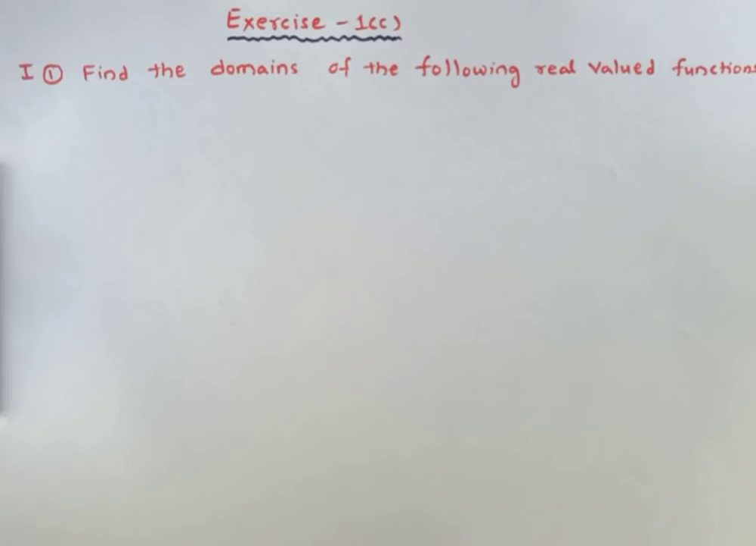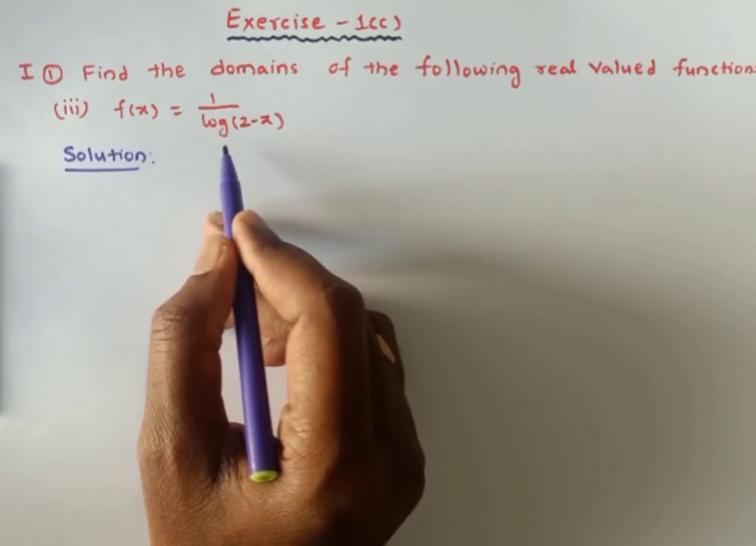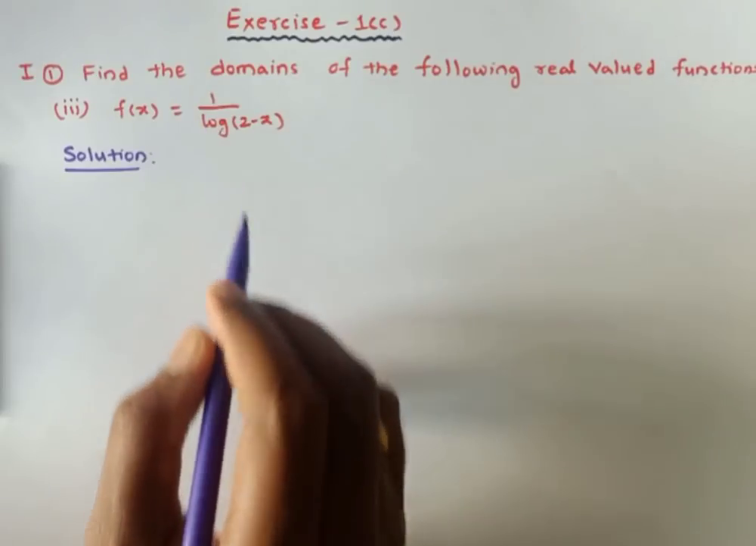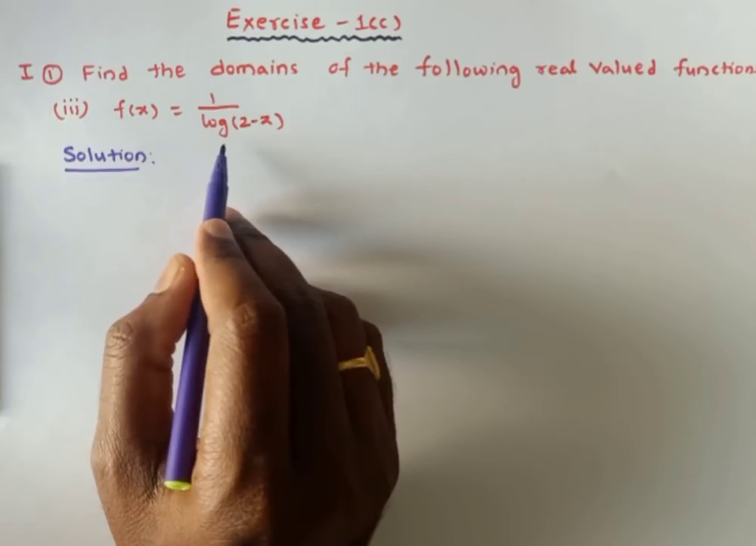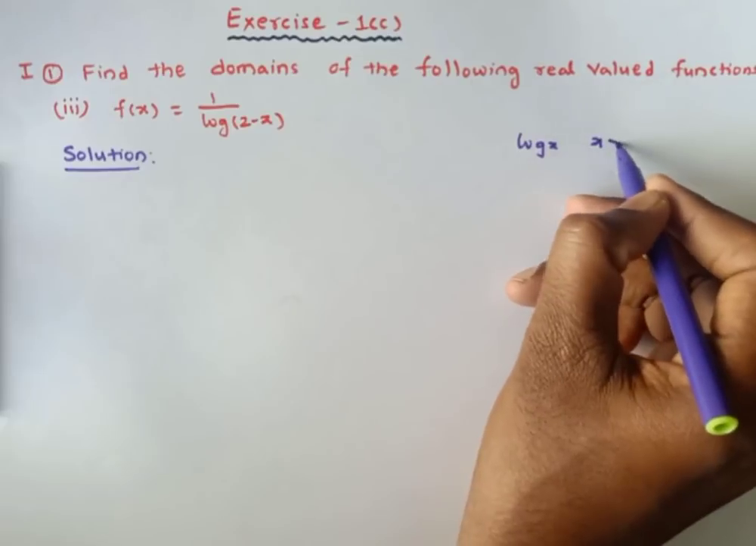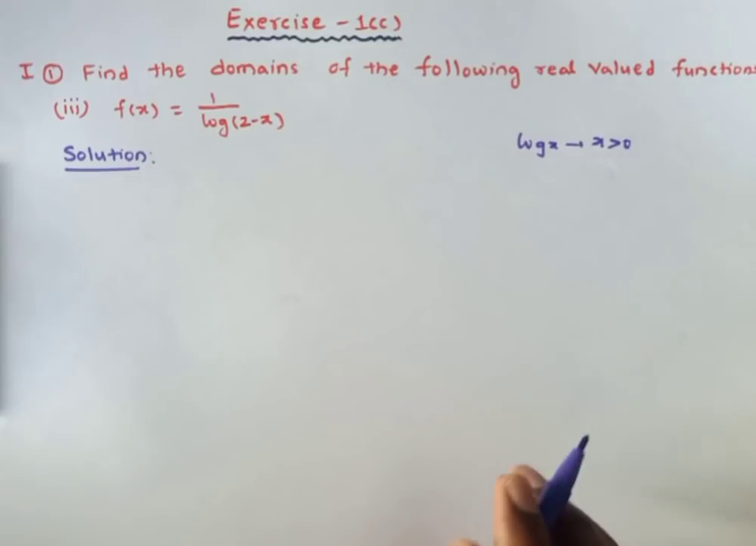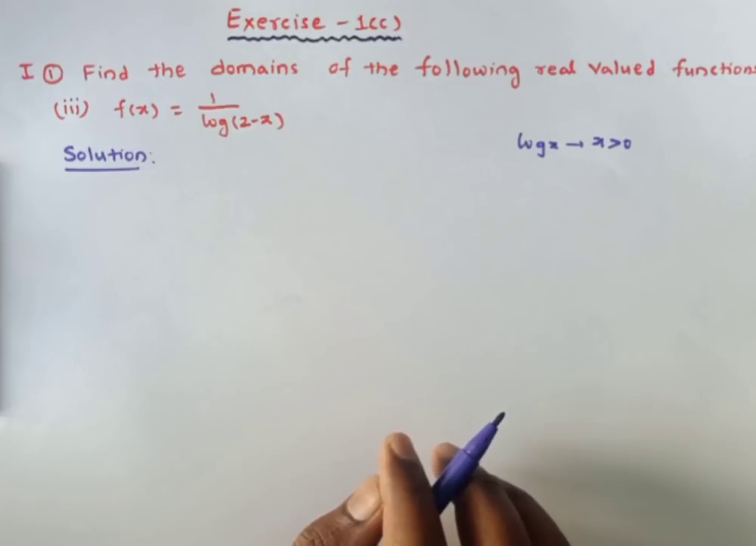In that, we left the problem number 3. Here the problem number 3 is f of x equals 1 by logarithm of 2 minus x. Before finding the domain of this function, we need to concentrate on logarithmic rules. We know the logarithmic function is defined on positive real numbers only. So this is defined when x is positive, right? You know the domain of a logarithmic function. The domain is R plus and the range is R.